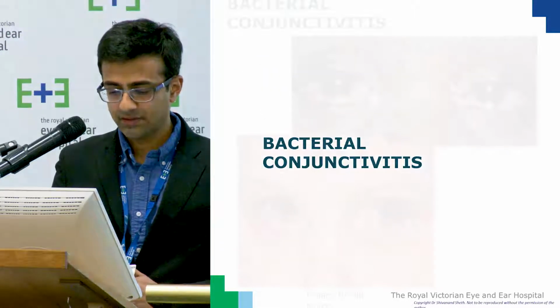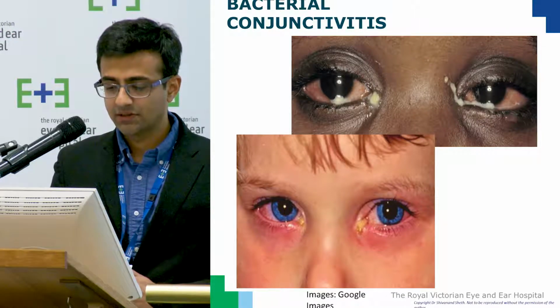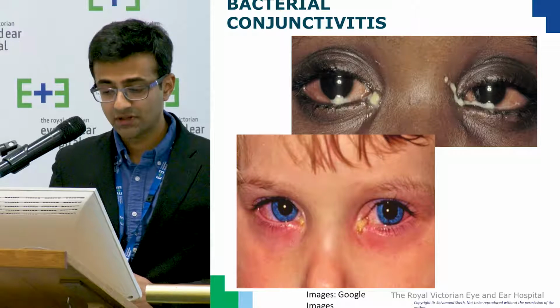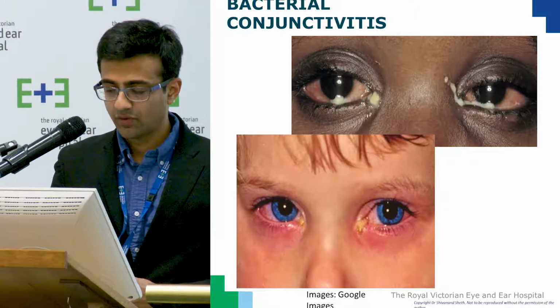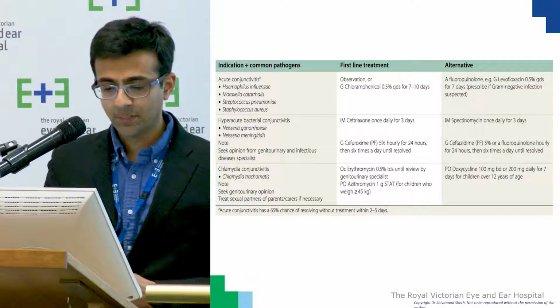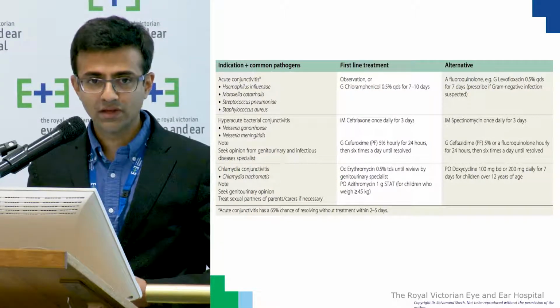Bacterial conjunctivitis is more common in kids. Quality of discharge is what differentiates it, as well as duration of symptoms. So it's more of a purulent yellow discharge. It could be unilateral or bilateral. And again, the treatment is the same. You need to swab them and look for what is causing it.